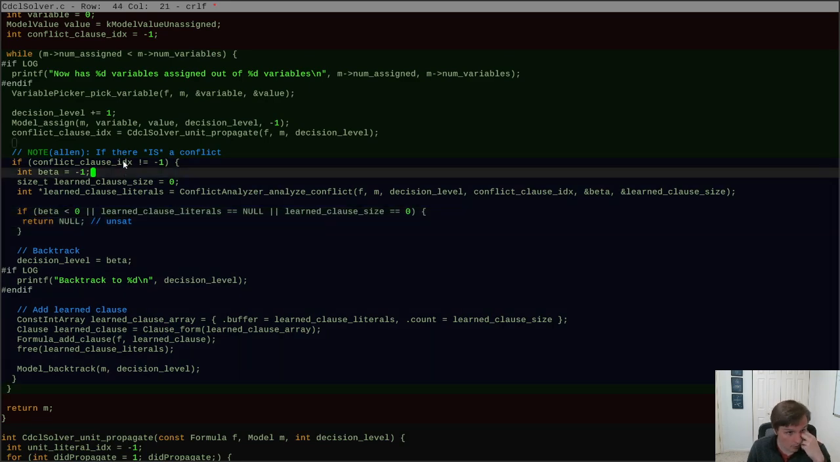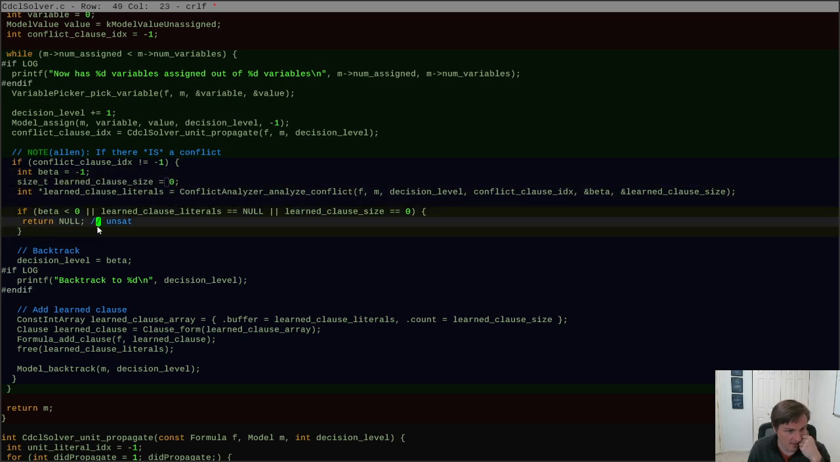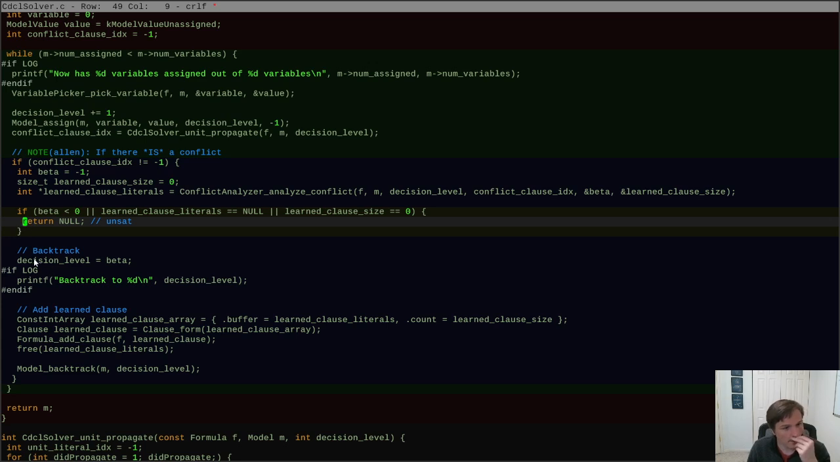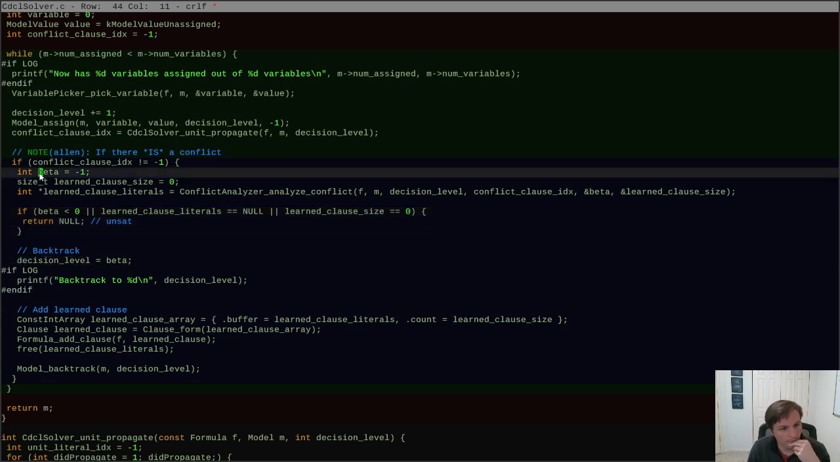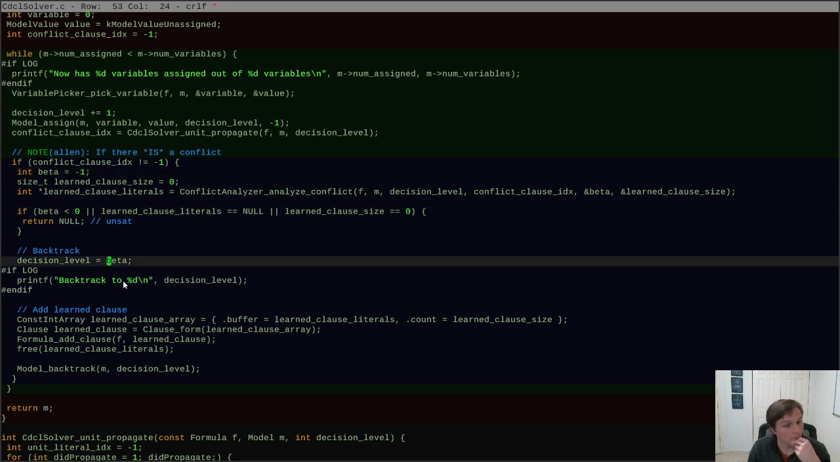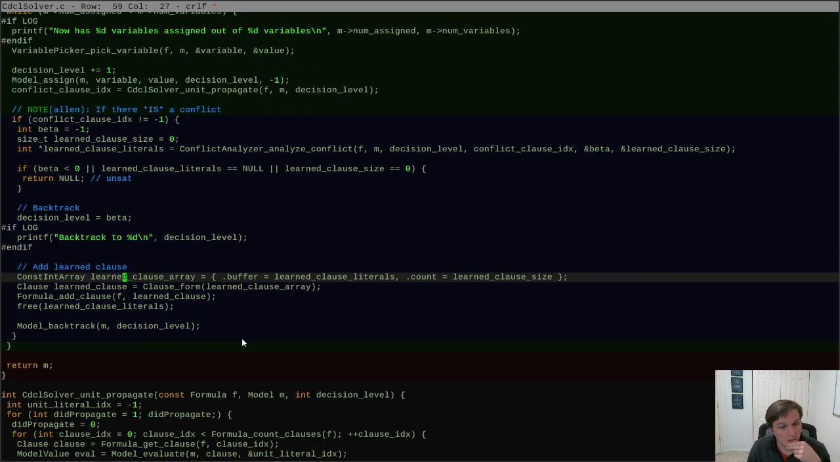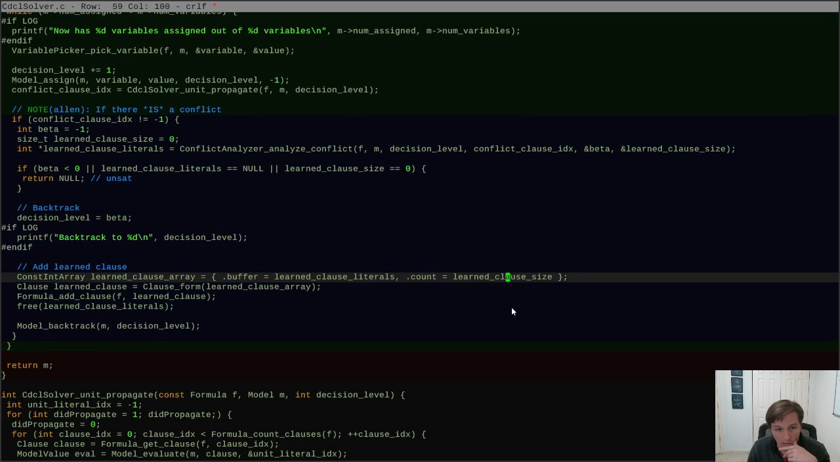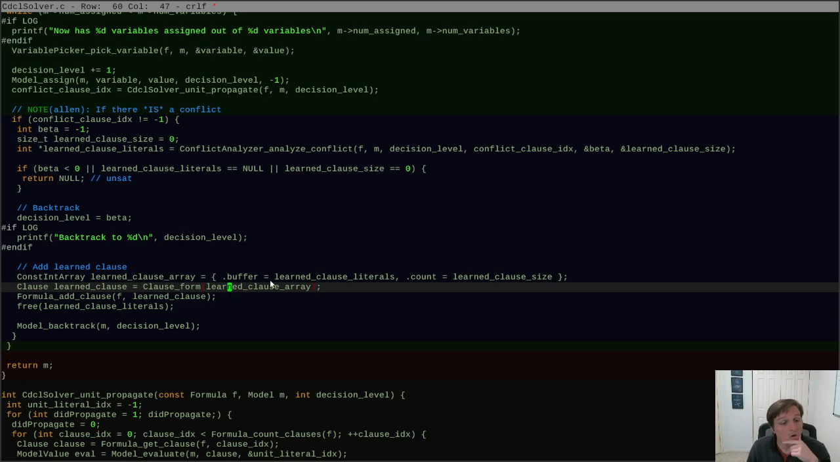Otherwise, we know from here there was a conflict. Here we analyze the conflict, and it might be that this conflict, for whatever reason, is just not something we can come back from. But if we can come back from it, then we backtrack to the beta level. Okay, so the beta is the backtrack level we want to go to. And the learned clause buffer, learned clause literals, learned clause size. Oh, so we're learning. Okay, we're forming a new clause, which is something we've learned, a relationship.